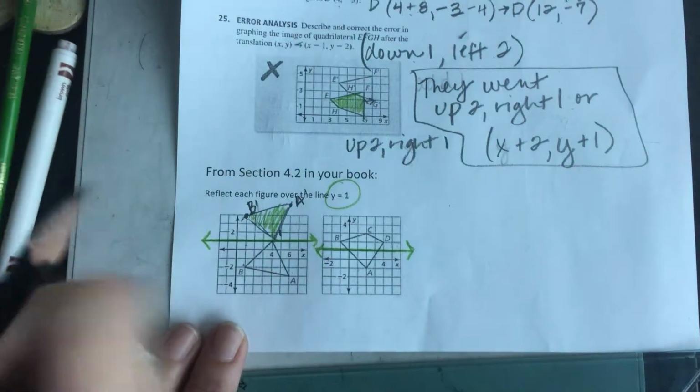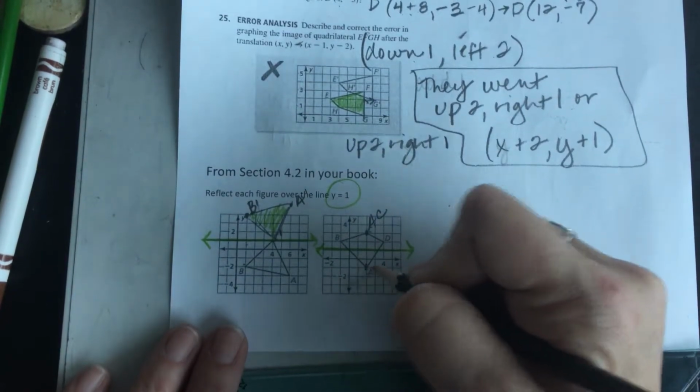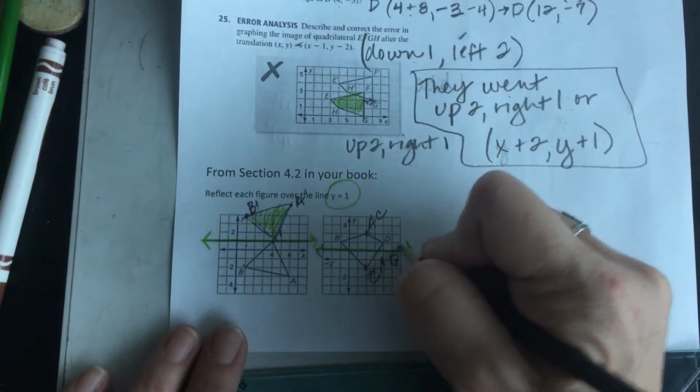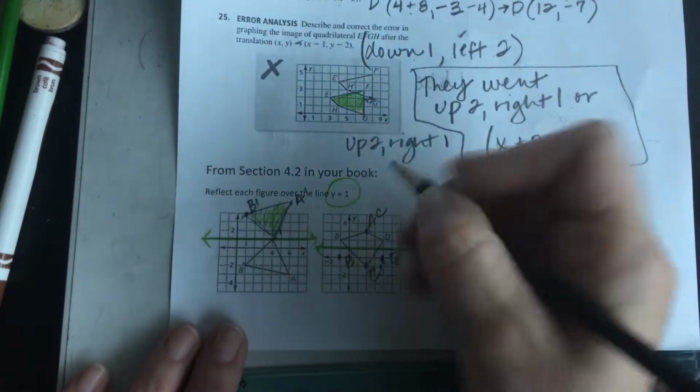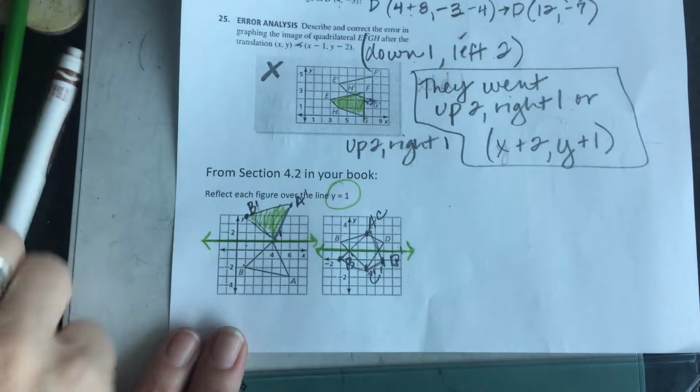And then A is 2 below, so A prime comes up here. C prime comes down here. D prime, B prime. Just flipping them over the y equals 1 line.